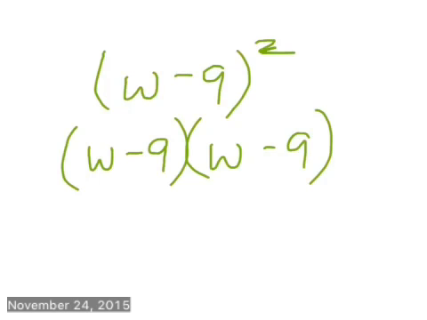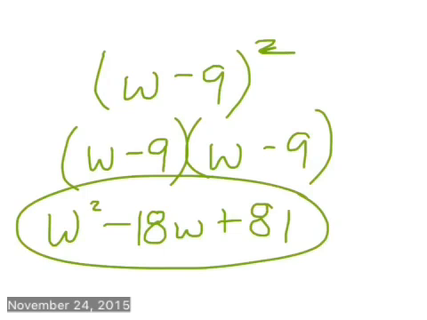What if it would have had something to the third? I would have written it out 3 times. What if I would have had an x, if it would have been 4? Or 8? Yeah. Then when it gets that high, we're going to use some other techniques that actually make us go a little bit quicker, like Pascal's triangle or the binomial expansion theorem. But you'll get to that later. Okay? So, when I FOIL this out, what do I get? Minus 18w plus 81.